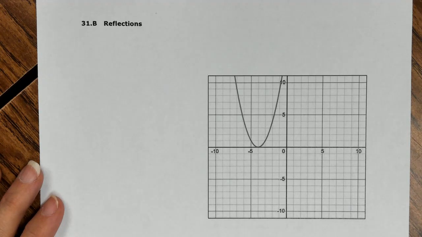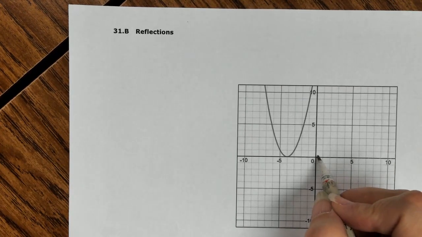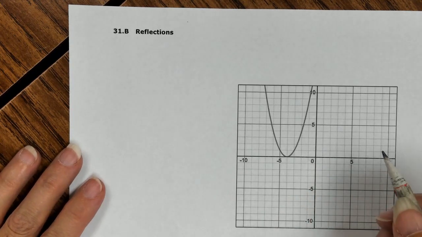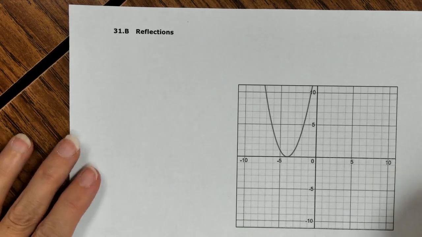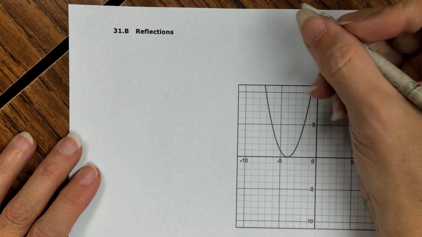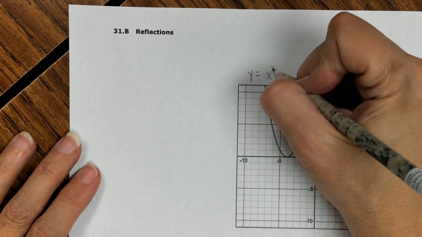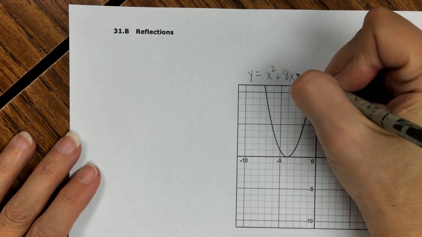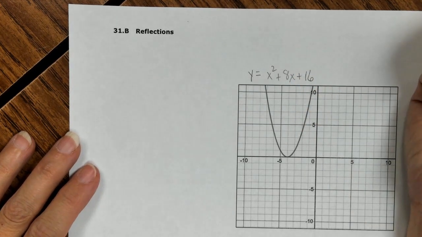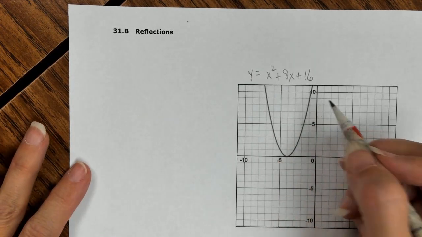The reason this is going to look so similar to symmetry is we're still changing the signs of our x's or our y's depending on what you're doing. So let's reflect on the y-axis first. The equation for this particular parabola that you see is, the original, I'll put right above the graph, y equals x squared plus 8x plus 16.